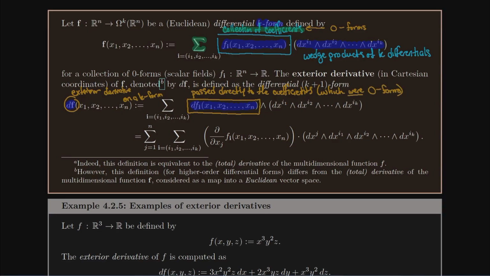Well, now that we've taken a derivative of a zero form, we just saw when we started with the derivative of a zero form that you got a one form out of it. So they were zero forms, and now these are one forms. And since that's a one form, we're just going to take the wedge product with everything that's left over. So we're going to wedge it with everything that's left over.